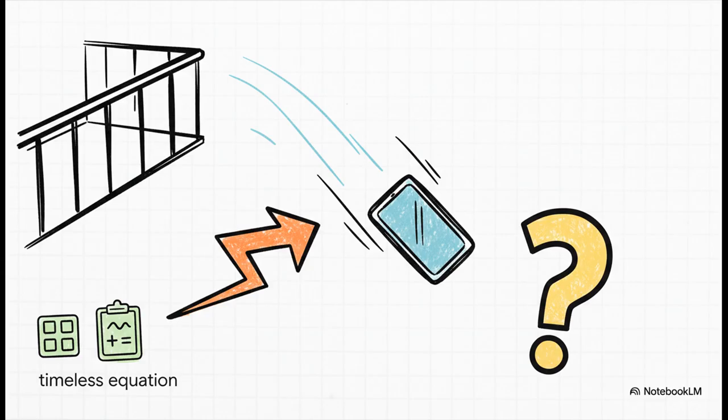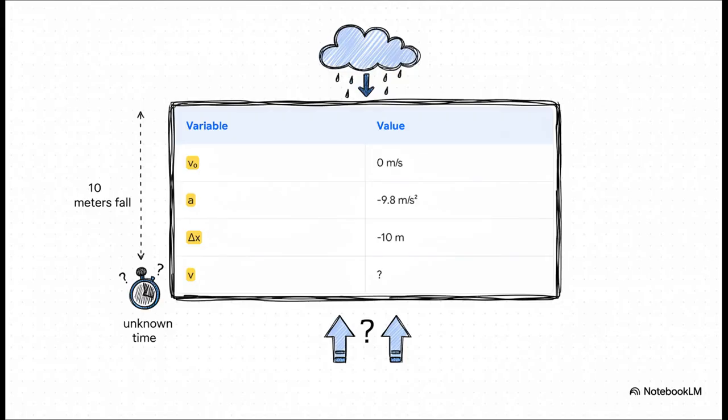10 meters high. Phone's been dropped, no stopwatch. We've got our equation, we've got our strategy. Let's do this. Okay, steps 1 and 2. What do we know and what are we looking for? Well, we know the initial velocity v naught is 0 because it was dropped. We know acceleration a is gravity, so that's negative 9.8. And we know the displacement, delta x, is negative 10 meters because it's falling down. The only thing left is our unknown, the final velocity, v.